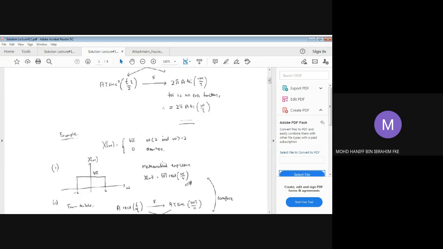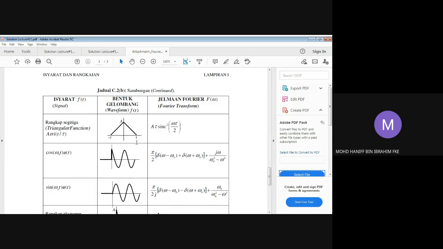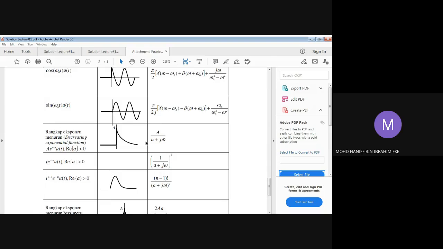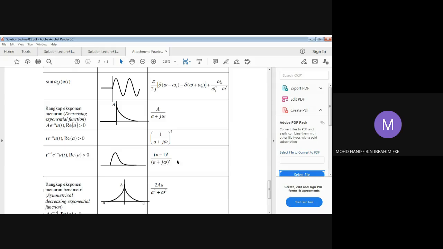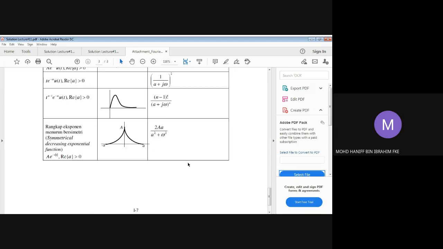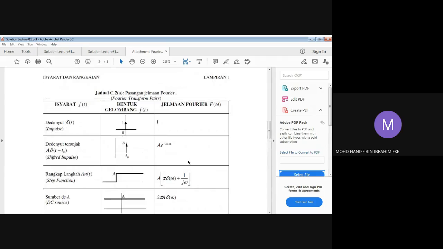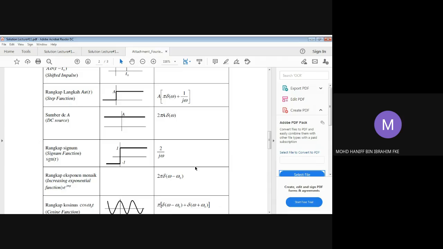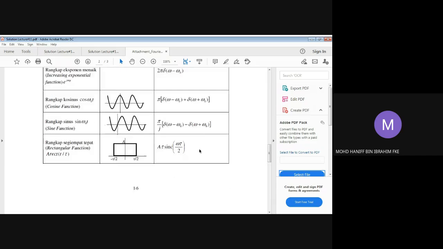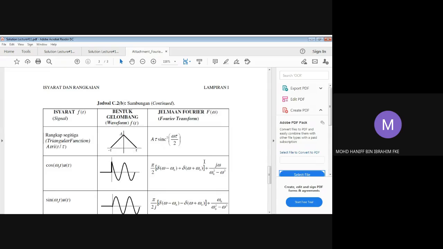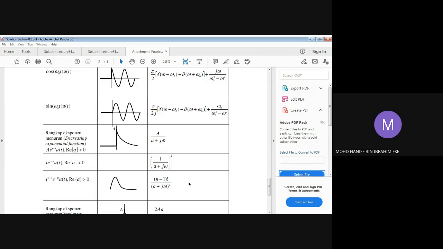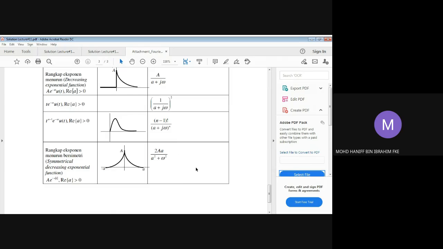For this particular case, again, we refer back to the table. Is there any Fourier transform in terms of rectangular? Let's have a look at page 2 and page 3. From this list, we notice that there is no such signal in Fourier transform with rectangular terms. So we cannot use this table straight away to find X(t).